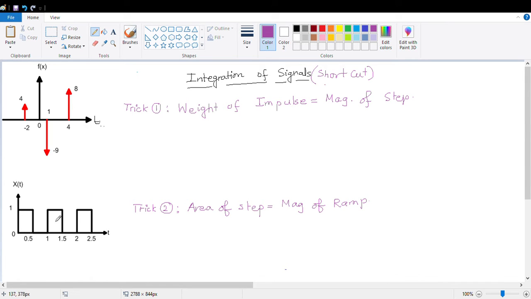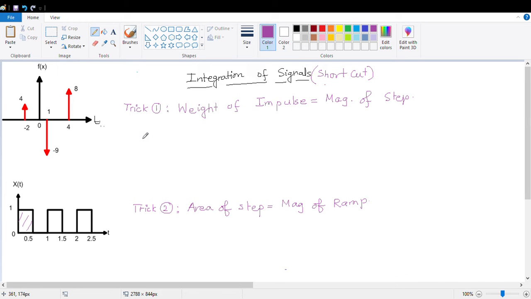And for the ramp, you should know that the area of the step, the area of this signal, will give you the magnitude of the ramp. These two things you only remember. Now I am doing the first one. Understood? So how are we going to do this? As the weight of the impulse gives you the magnitude of the step.